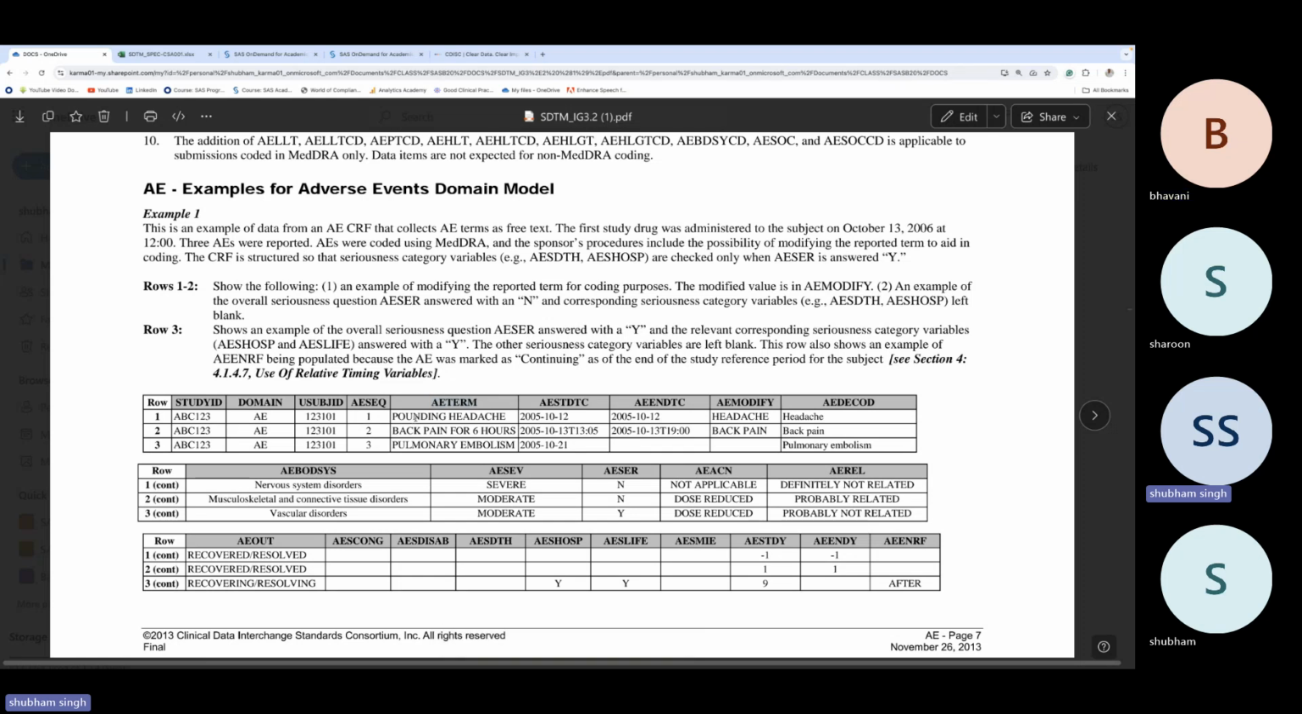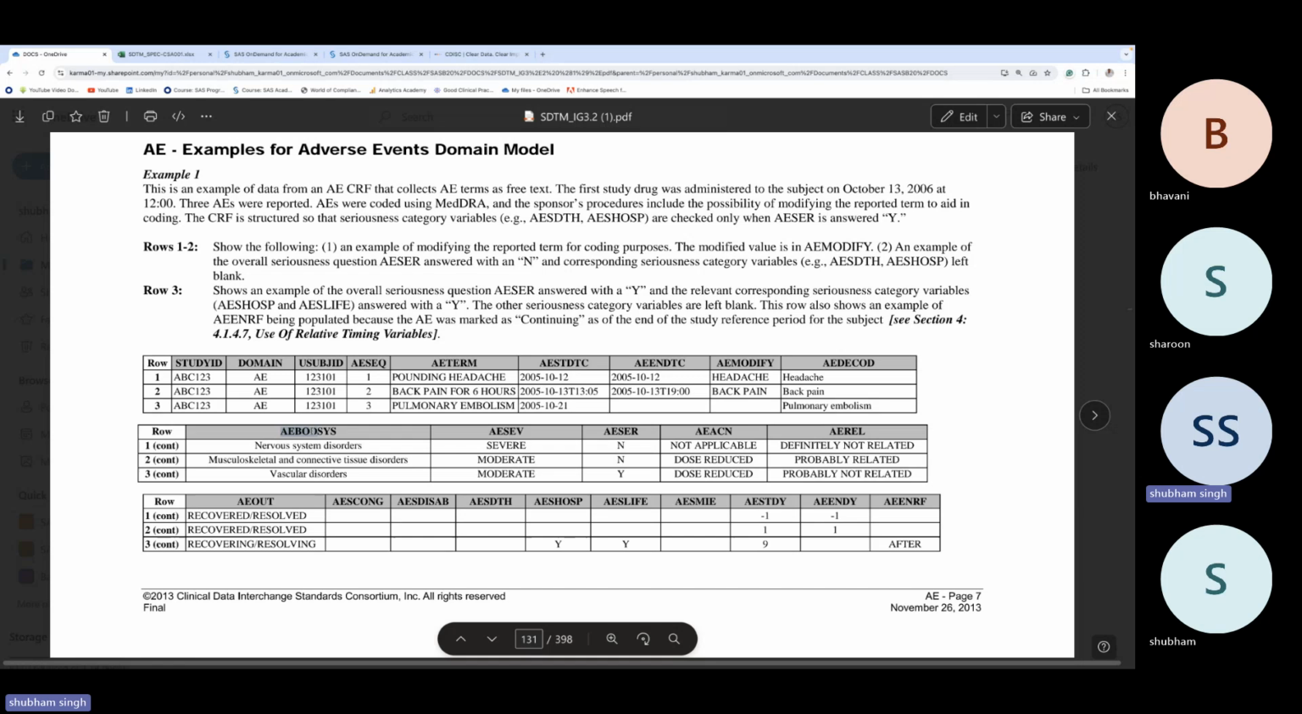It contains what was the term or reason for the adverse event. Pounding headache for one subject. Another subject, back pain for 6 hours. Third subject, pulmonary embolism. And then AE start date, AE end date. When did this event start, whatever the adverse event, and what was the end time or date. You can see headache, back pain, and pulmonary embolism.